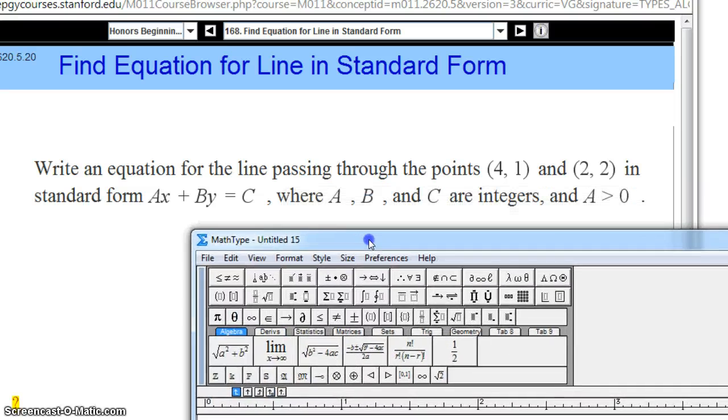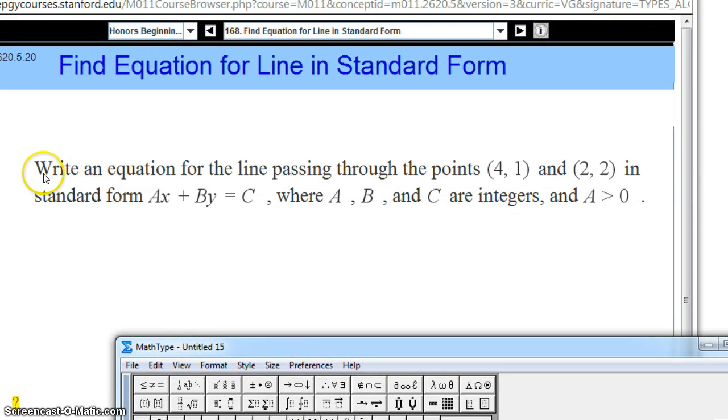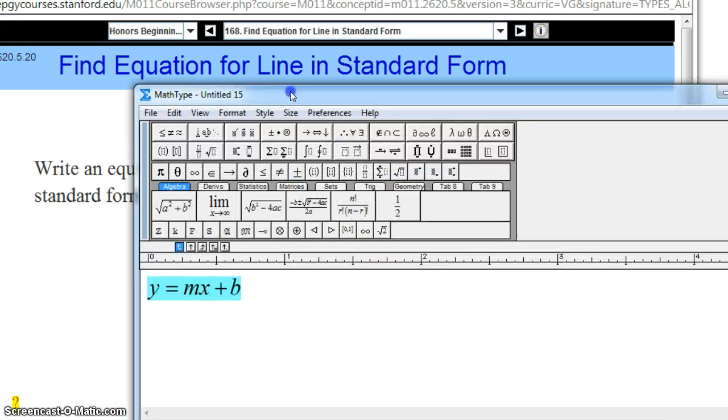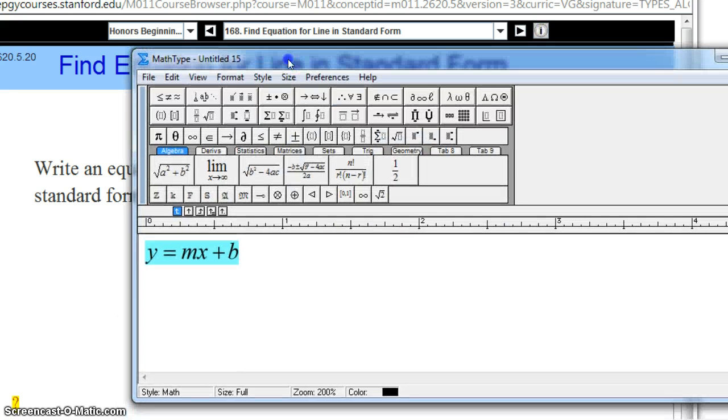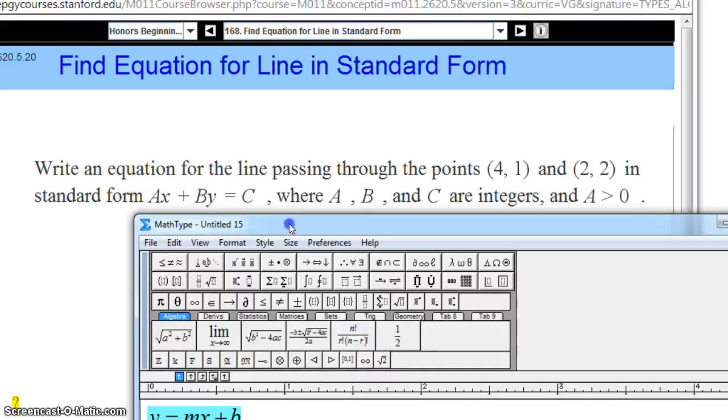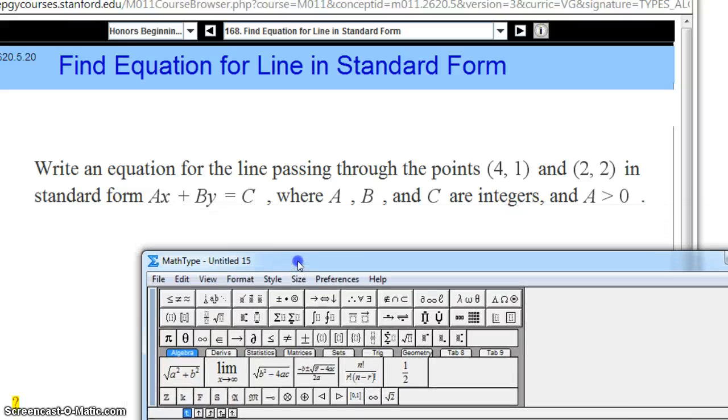And for this problem, the idea is we're going to write the equation of a line using the information we have with y equals mx plus b, and then we will convert it to this ax plus by equals c, and I'll show you how to do that.